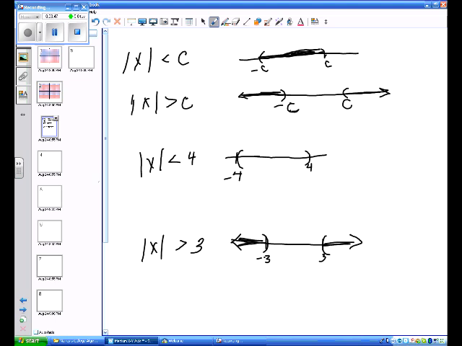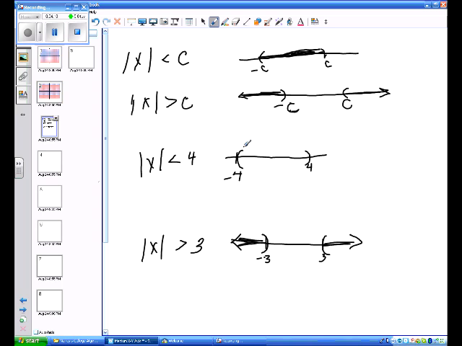So using our interval notation, we would have this. If I took a number here, negative 5. The absolute value of negative 5 is 5, and 5 is greater than 3. If I took a number over here, 6. The absolute value of 6 is 6, and 6 is greater than 3. So these are what we mean when we look at our absolute value and what that means.